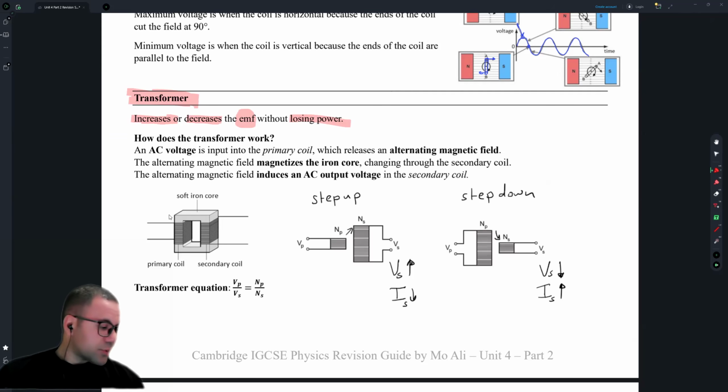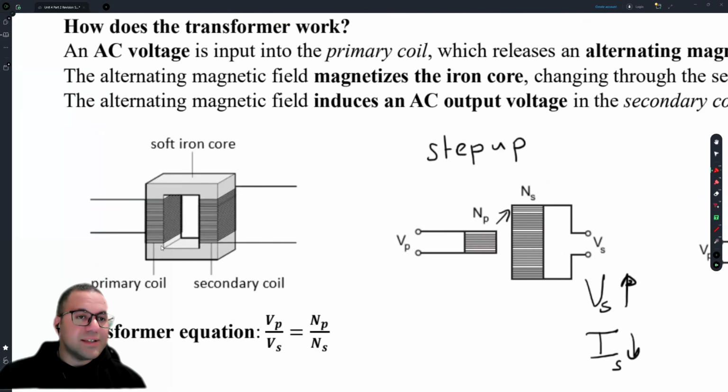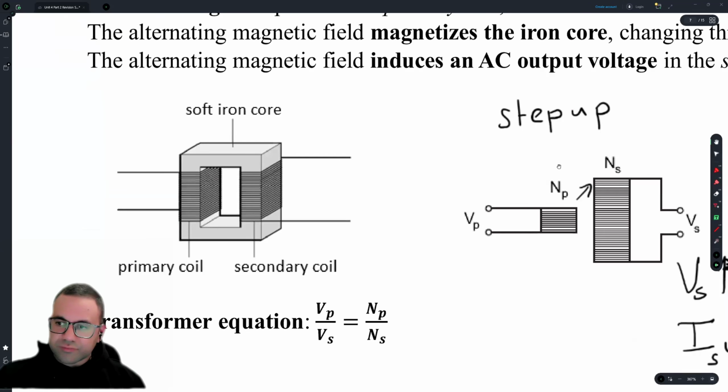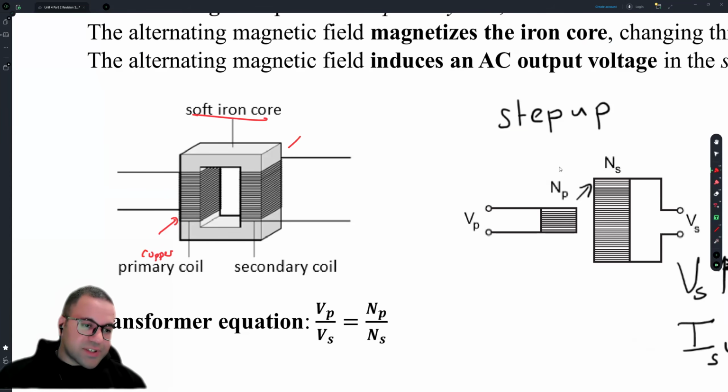So how does a transformer work? A transformer actually consists of three separate components connected together. You have what we call a primary coil. This is made of copper. It is wound around what we call a soft iron core, a rectangular core. And then you have a secondary coil, also made of copper, wound on the other side.